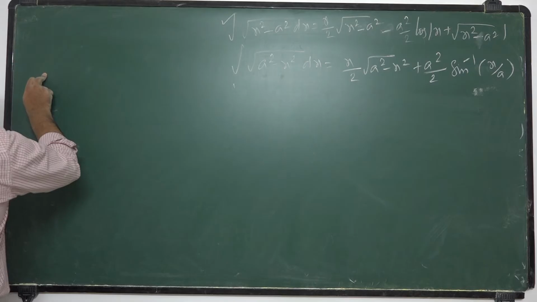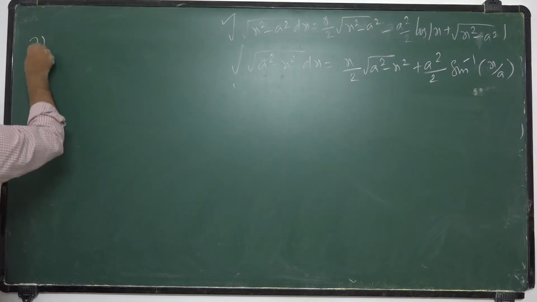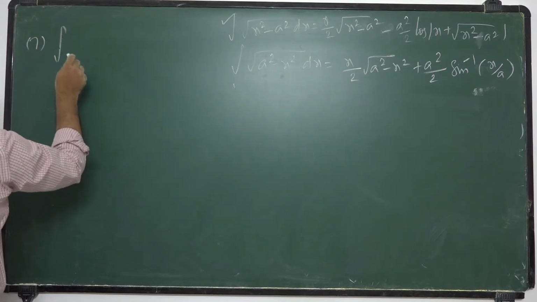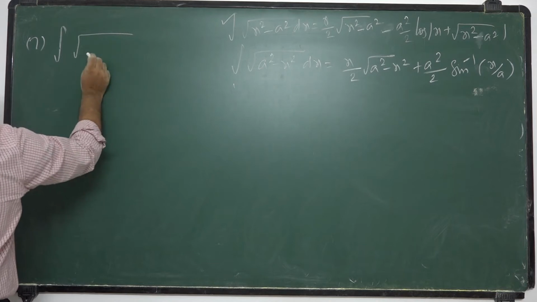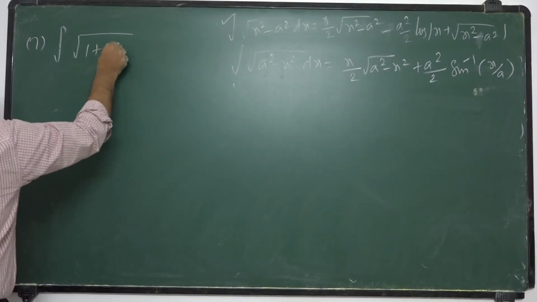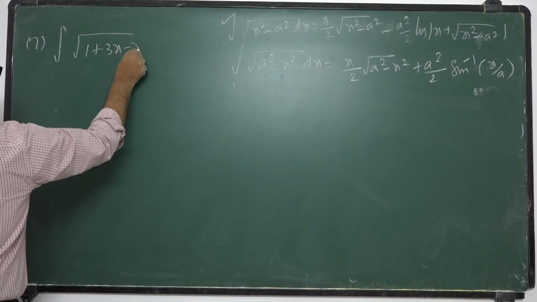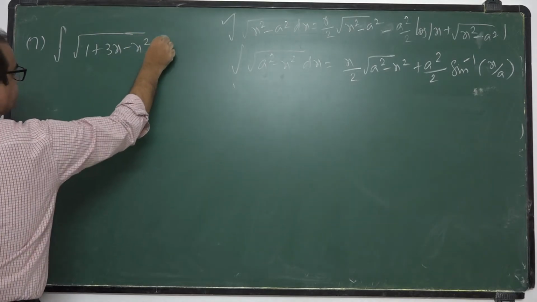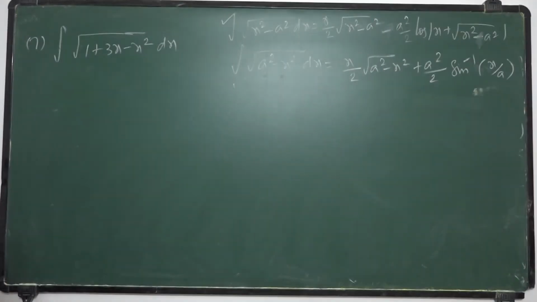Next, 7th: integral of root of 1 plus 3x minus x square into dx.